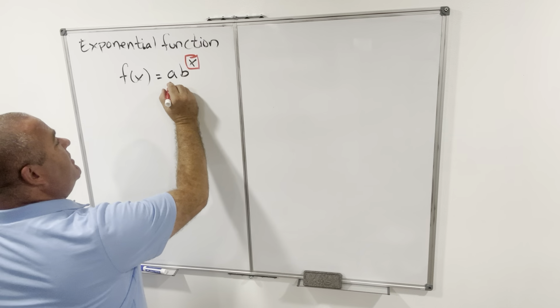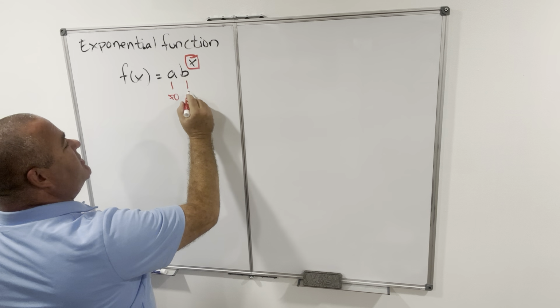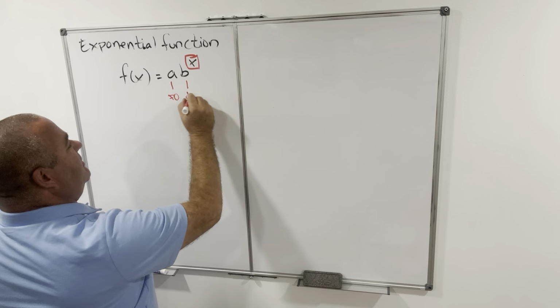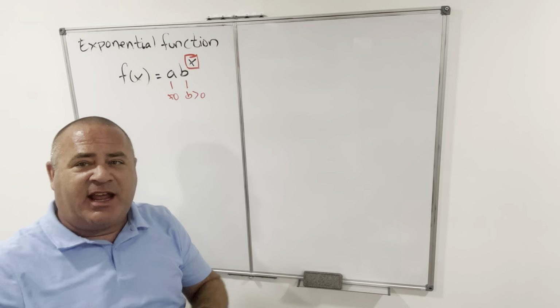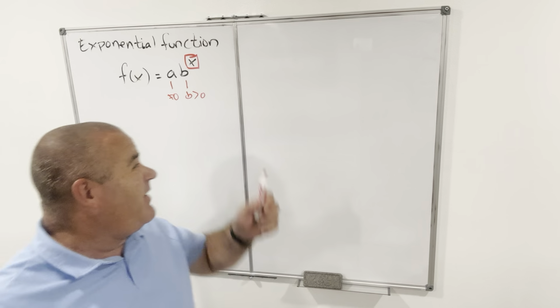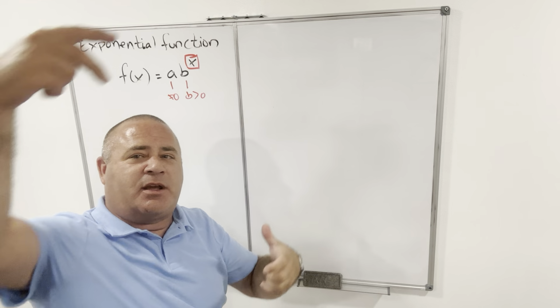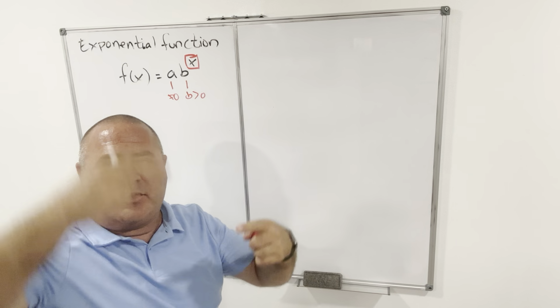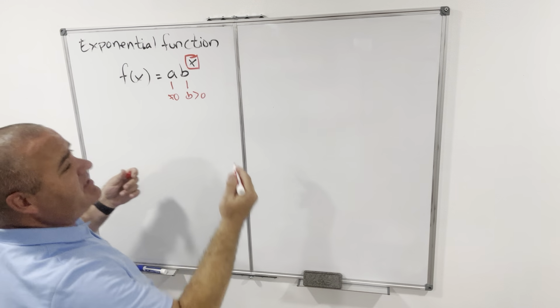So this is assuming that a is not equal to 0. B needs to be greater than 0. And the reason for that is if b is negative, we don't have a constant function anymore, because you have to be concerned if x is an even number, all of a sudden a negative number becomes positive, and so you're going to have a graph that's jumping all over the place. The growth isn't consistent.